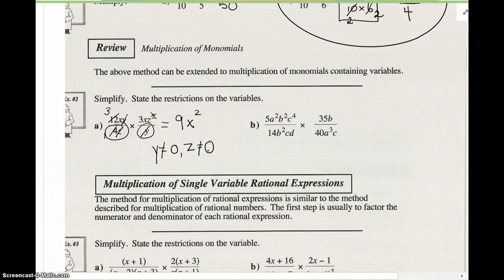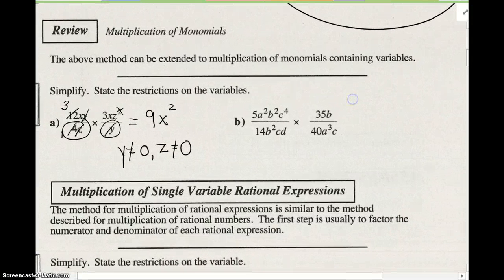All right, let's try another one. So what I've got is a 5 and I have a 40 over here. I'm going to start with the numbers this time. 5 divided by 5 is 1. 40 divided by 5 is 8. So I've got an 8.